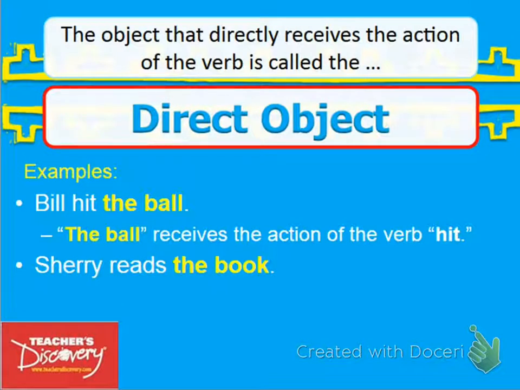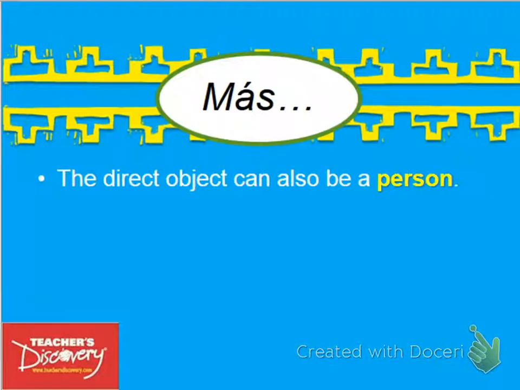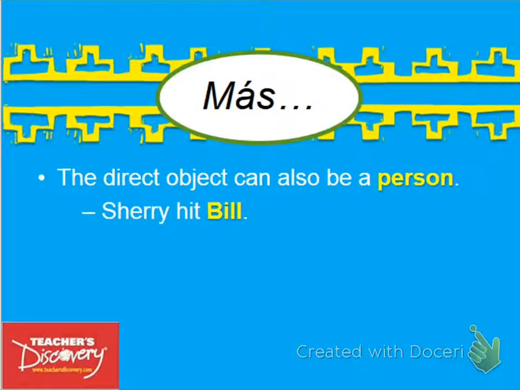That's your direct object. Sherry reads the book. Who or what is being read? The book. The book is your direct object. Okay? We're now looking at what receives the action. Not who does it, but who receives it. So the direct object can also be a person. Sherry hit Bill. Who got hit? Who did the hitting? What's your subject? Sherry. Who's the direct object? Bill. Bill received the action.